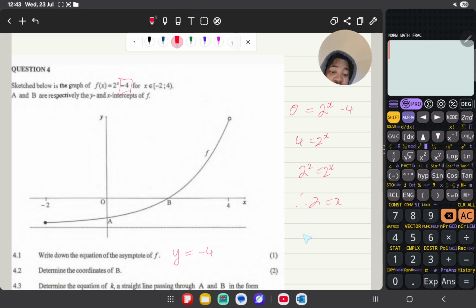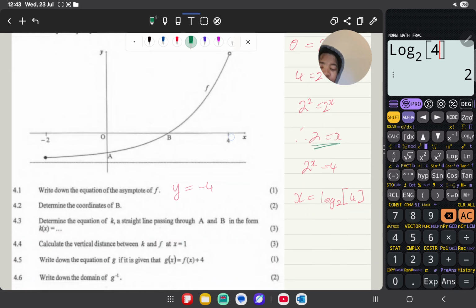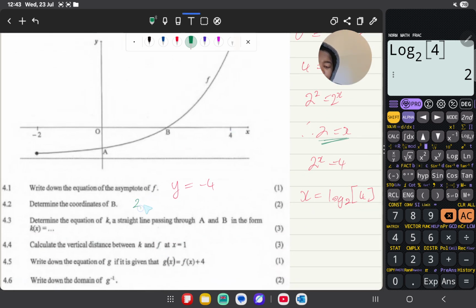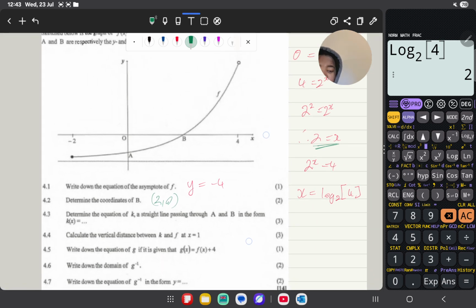If you were using logs, I mean, you could, right? You'd have 2^x equals 4. So for logs, x would have been equal to log, your base, which was 2, and here you had 4, right? So log base 2 of 4, you get 2, which is exactly what we also got, right? So yeah, the coordinates for b will be (2, 0), right?